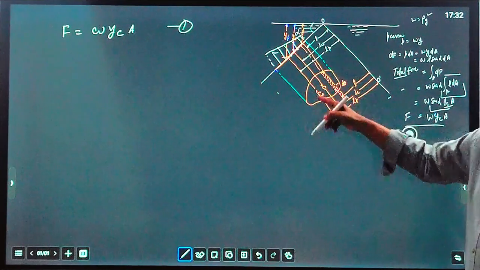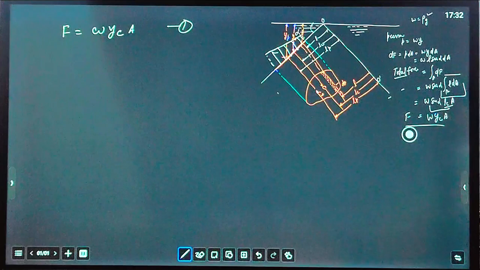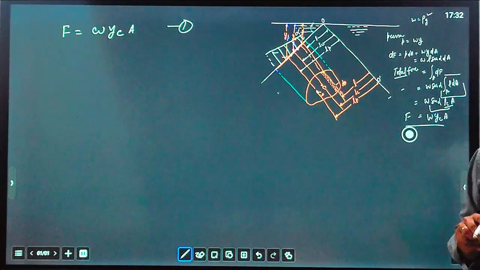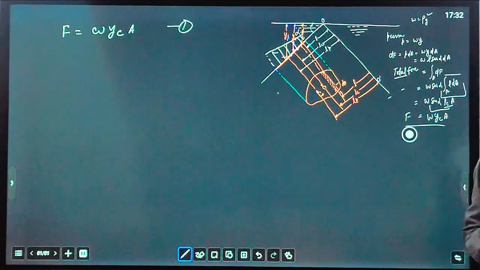It is not the centroid of this area, but it is lying somewhere. This is the point where the center of pressure acts. Center of pressure can be defined as the point on the area where the whole of the pressure force is acting.